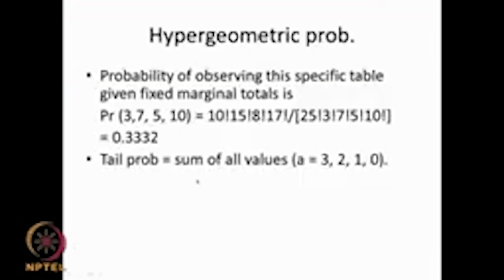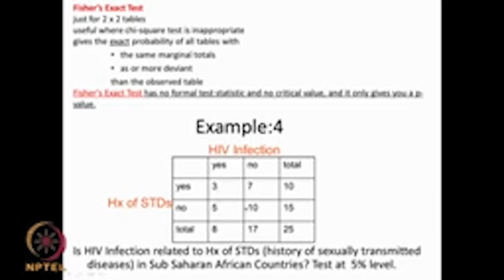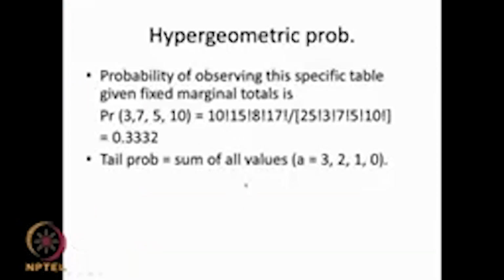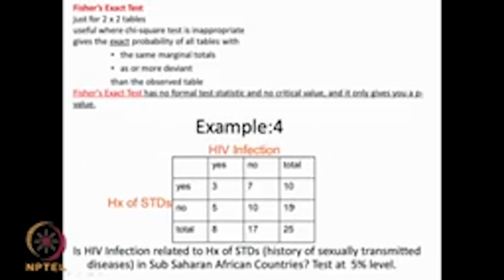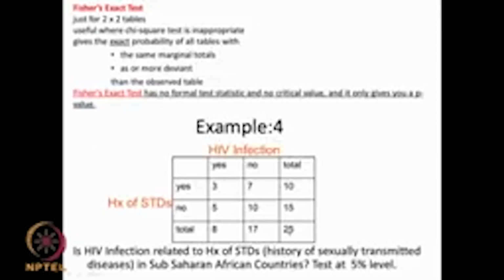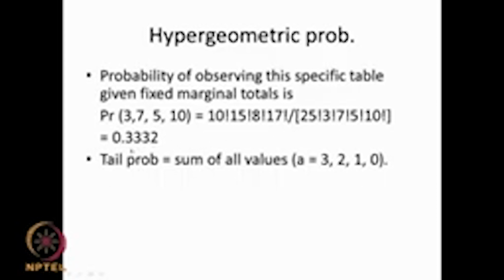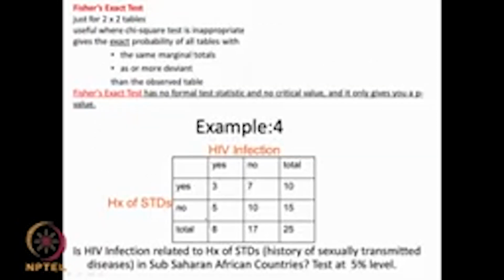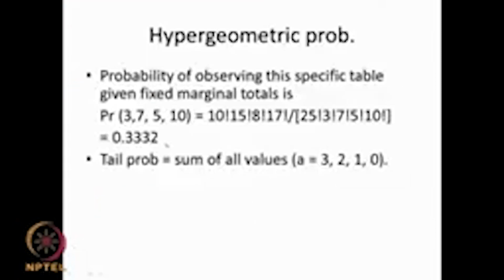So, the probability of 3, 7, 5, 10 is given by 10 factorial, 15 factorial, 8 factorial, 17 factorial divided by 25 factorial, 25 is the total, 3 factorial, 7 factorial, 5 factorial, 10 factorial. So, that gives you a probability of 0.3332, understand. So, the probability of seeing this type of contingency table with 3, 7, 5, 10 is this much.